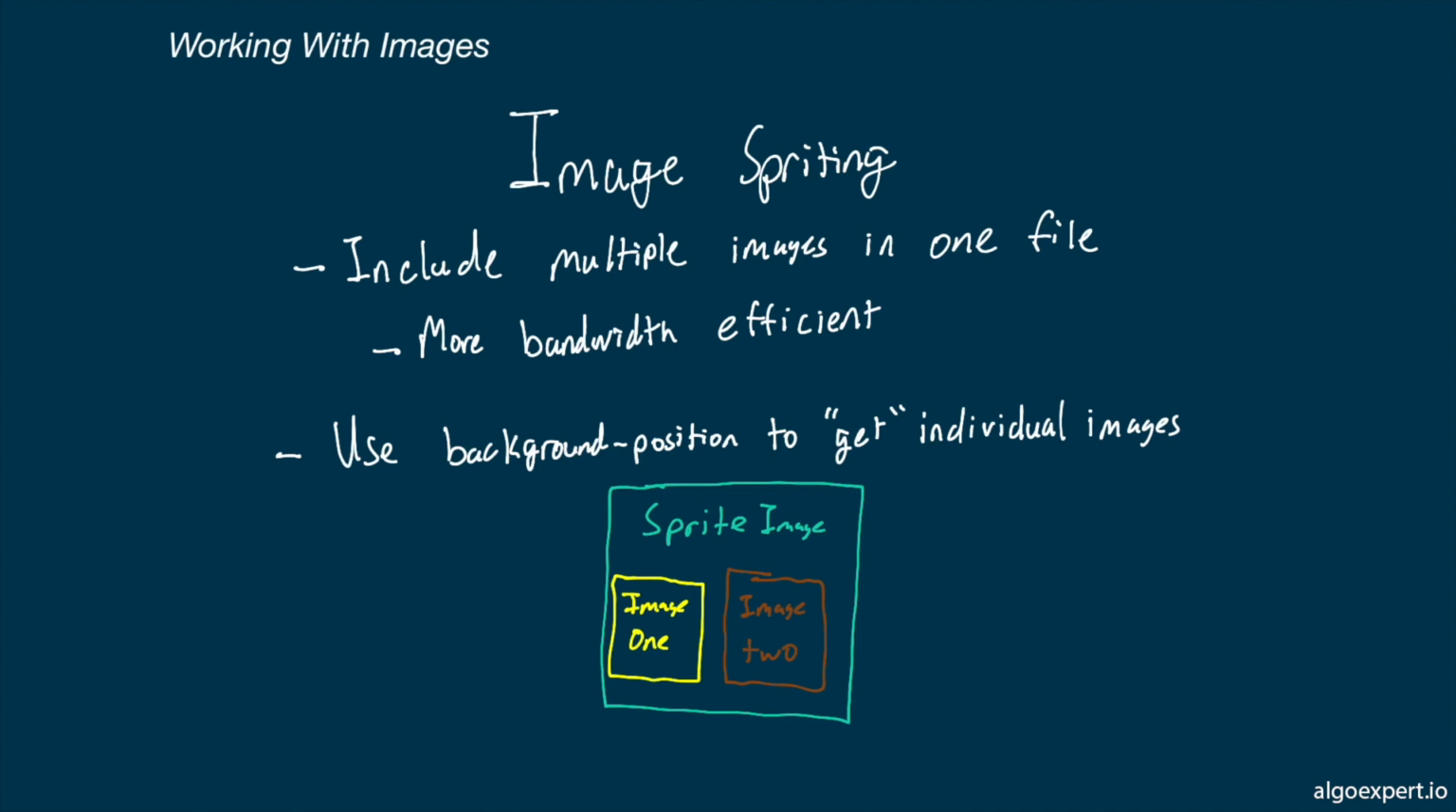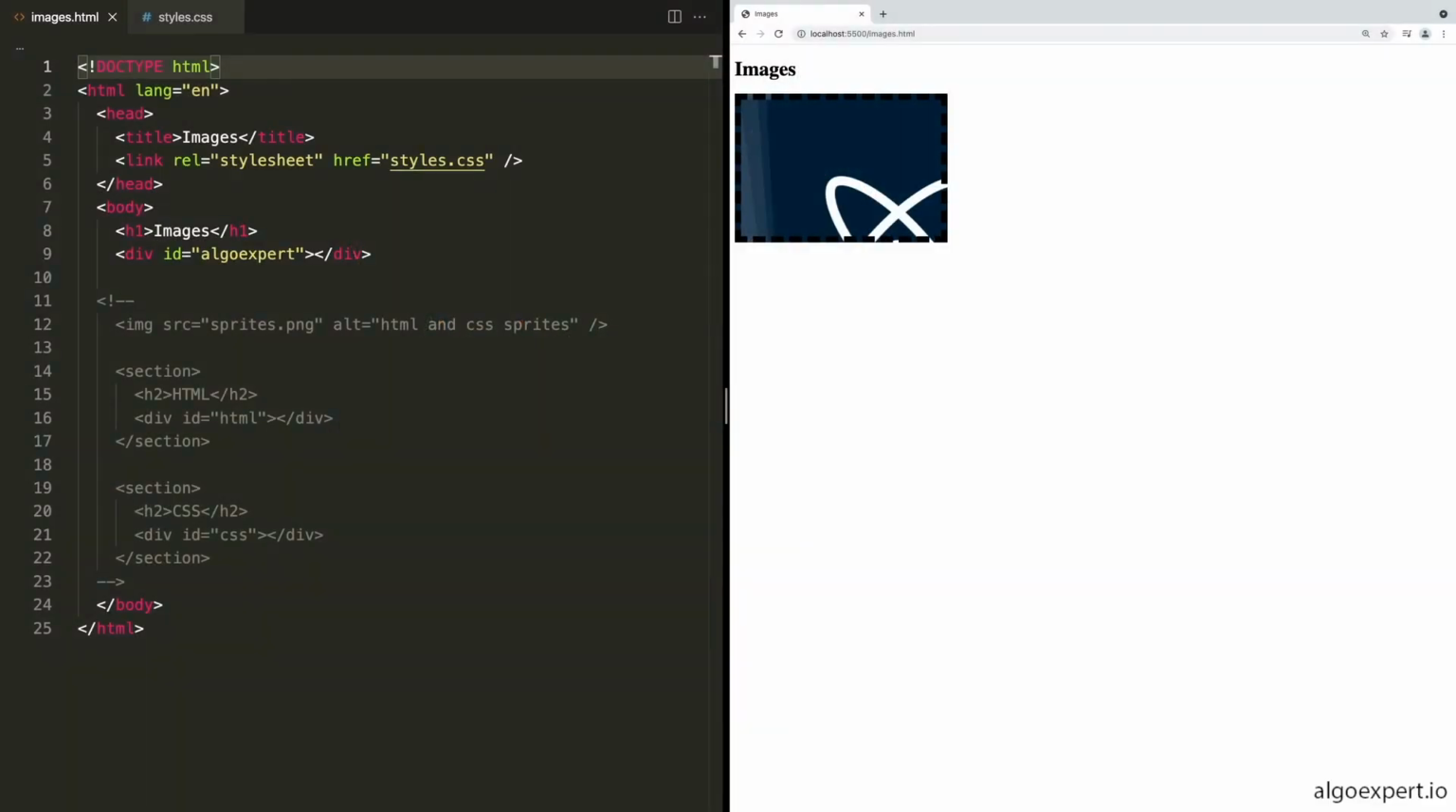And this is great for this image spriting use case. So now let's move over to the code editor and do a quick demo of how this all works. So now we have moved over to the code editor. Let's take a quick look at this demo.